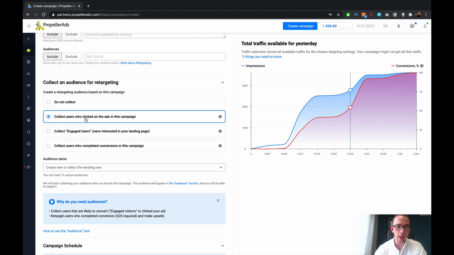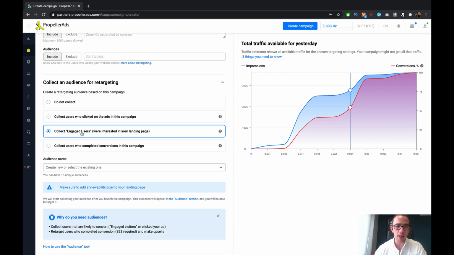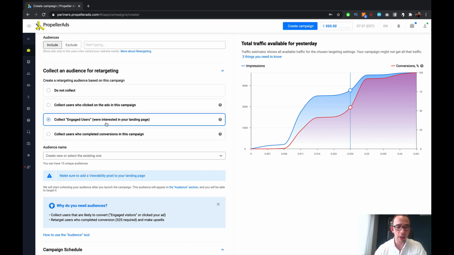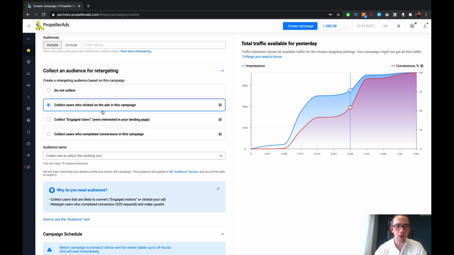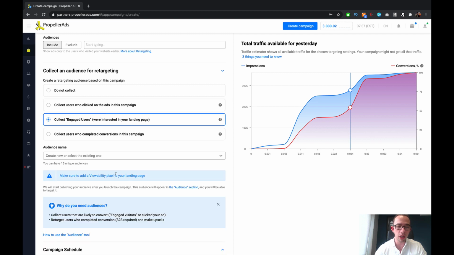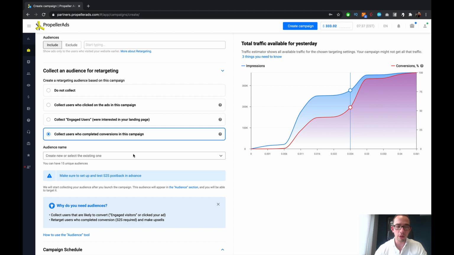Okay, collect audience for retargeting. Collect users who clicked on ads of this campaign. Collect engaged users who were interested in your landing page. Collect users who complete the conversion. Obviously, you need the different pixels available. This one they will track themselves, but here on your lander you need a pixel, right? And here you need a complete conversion.